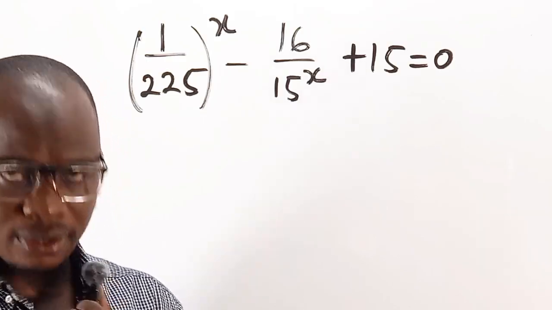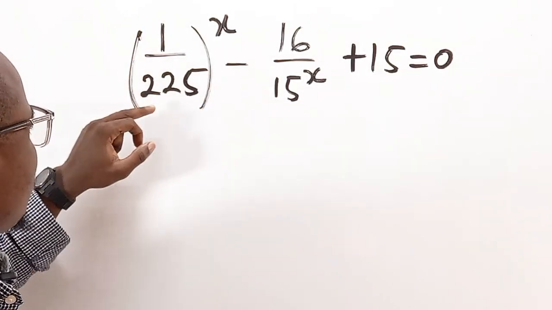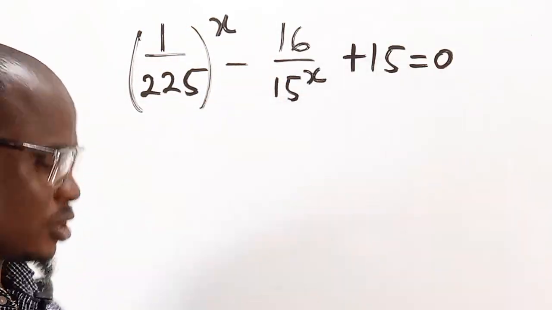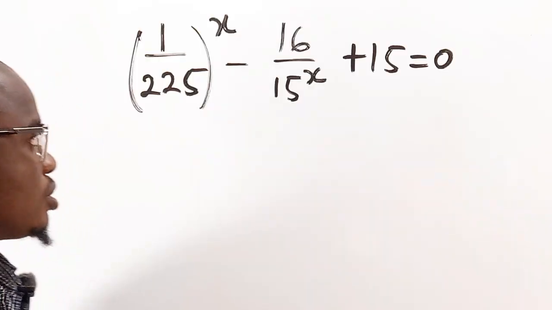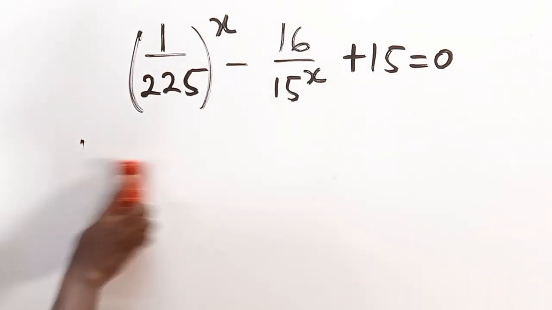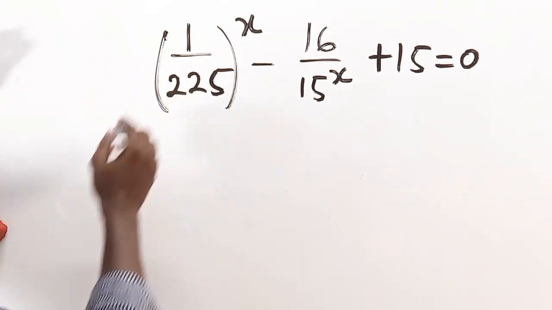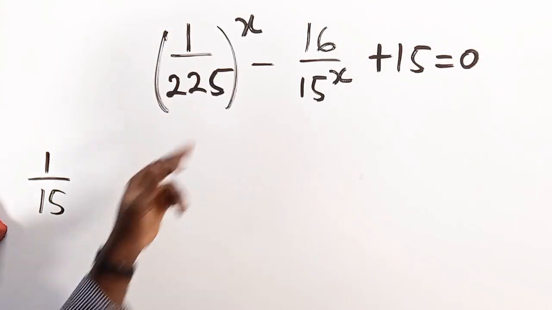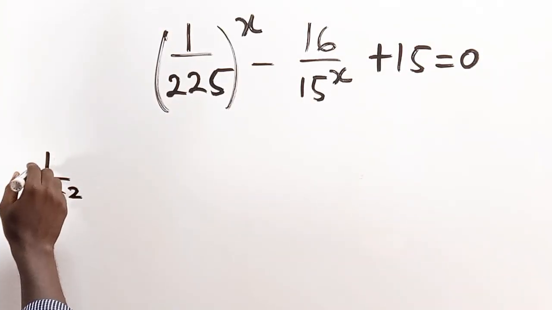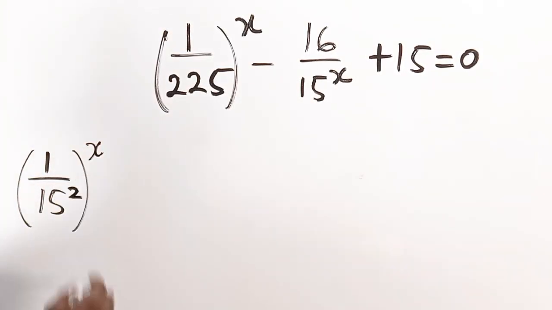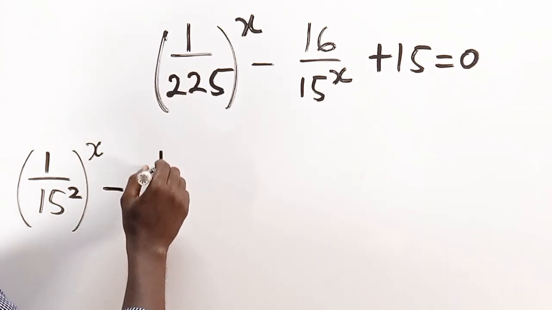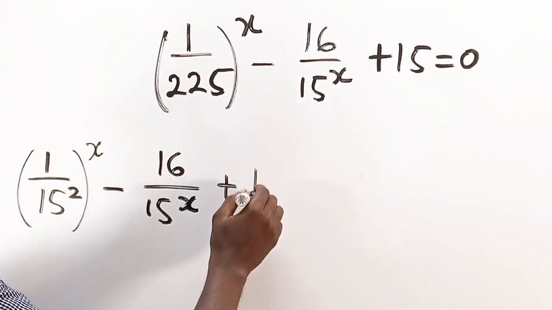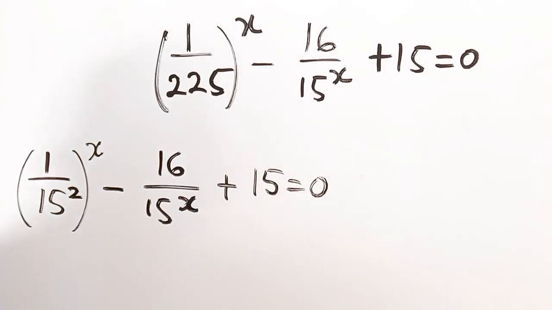We are given (1/25)^x − 16(1/15)^x + 15 = 0. So what is going to be our solution? We are going to have (1/15)^2, then all to the power of x, minus 16 over 15 to the power of x, then plus 15, then equals 0.